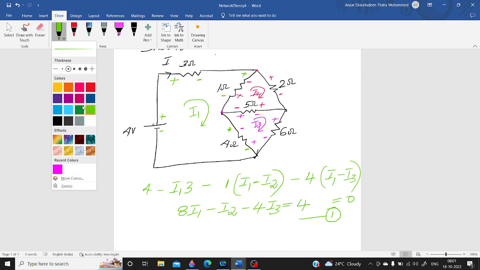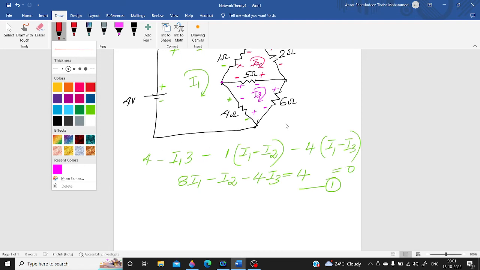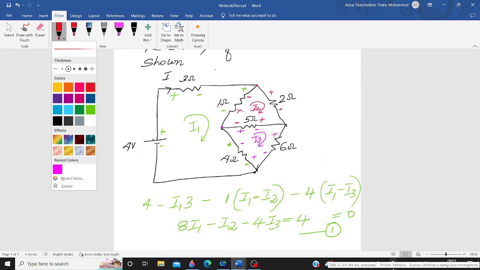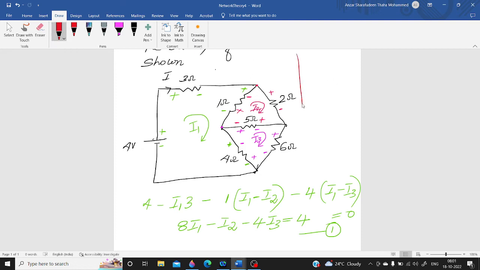Okay. Now we can consider Kirchhoff's voltage law applied in mesh 2. So there are only 3 elements. So now let me write the equation here. Let me start from this point A. Okay, A, B, C and A. I'm considering this path. So along this 2 ohm resistor, there is only one current. So it is minus 2 into I2, decrease in potential.